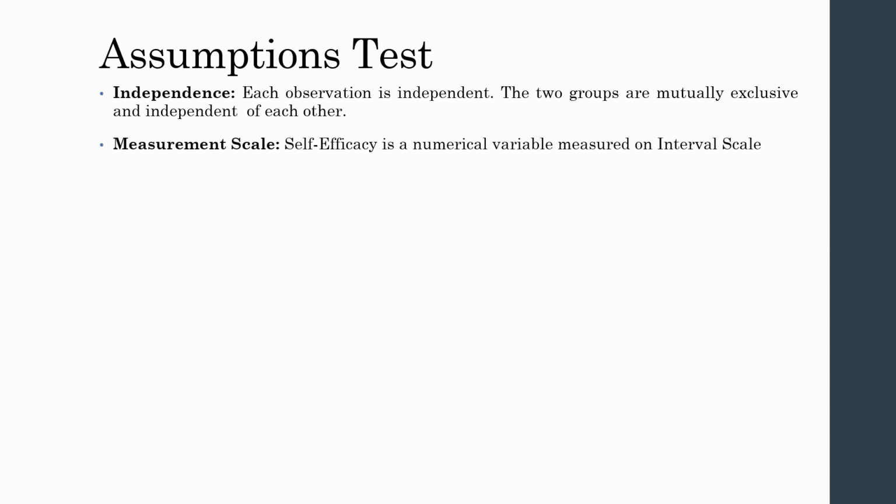So self-efficacy is a numerical variable that is measured on an interval scale. Why on an interval scale? The responses were recorded on a Likert scale from 1 to 5. And there were 5 or 6 questions measuring self-efficacy. And later those 5-6 questions were transformed into a composite variable.